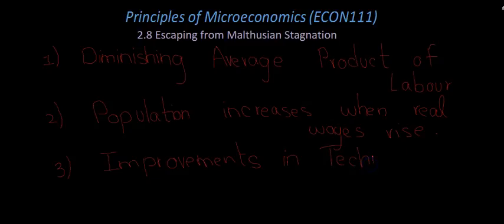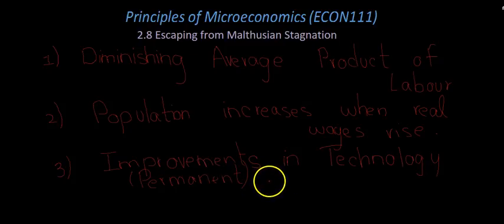Permanent improvement means that there will be constant improvements in technology. We have studied in previous videos that if there is only one improvement in technology, if it comes after 10-20 years, then only the population will increase, but the real wages and the living standard would remain the same. But if we have improvements in technology which are permanent, which we studied in the first chapter as well, that there is a constant change in the technologies and no stopping, then improvements in technology would actually mean that we will escape from this trap.